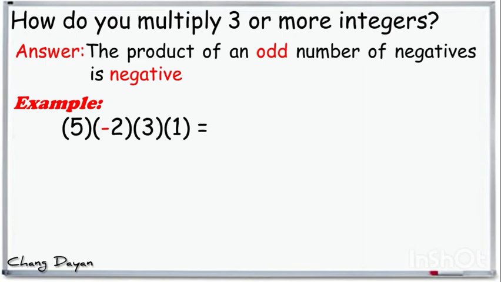Now let us have this one. How many negative integer here? Correct. There is only 1. And 1 is an odd number. That's why our answer here must be negative. Therefore, 5 times negative 2 times 3 times 1, the answer is negative 30.